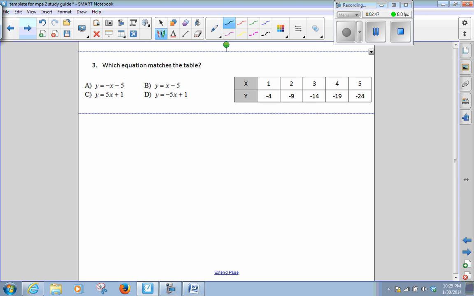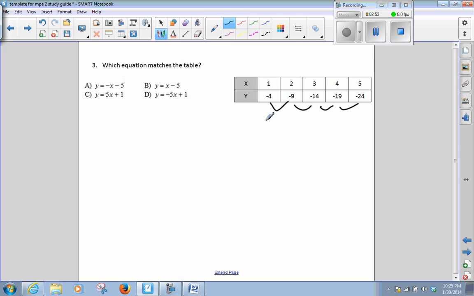Number 3, which equation matches the table? I'm going to find my rate of change to help me. So from -4 to -9, that's a -5. So these are all going down by -5 every time. And it's going up by a +1 every time.